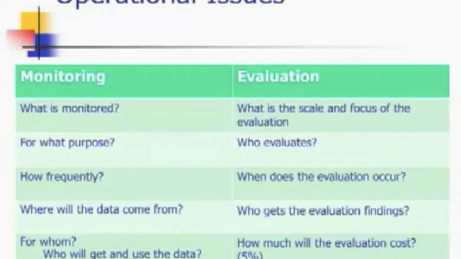For evaluation, we'll have to decide on the scale and focus of the evaluation. We'll have to name an evaluation team and decide when the evaluations will be done. We'll have to determine who will get the evaluation findings and how much the evaluation will cost, and we'll have to budget for that. And as an aside, generally you should figure somewhere between 5 and 7% of total project cost being spent on evaluation.